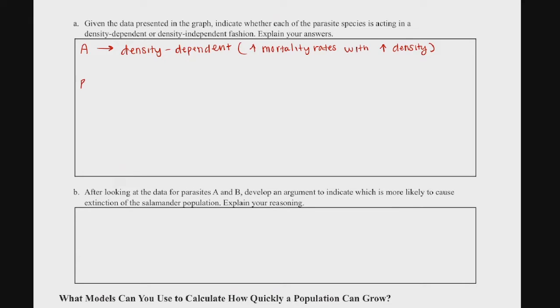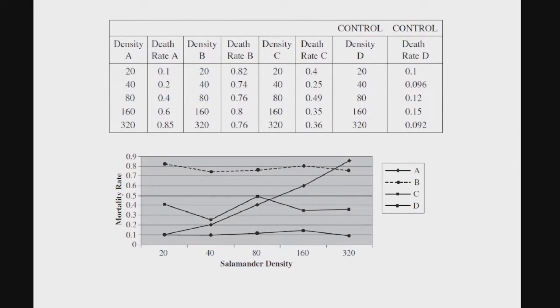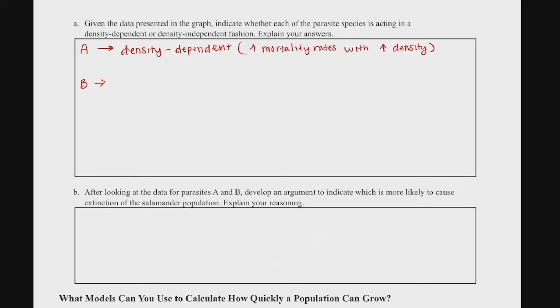So then looking at parasite B, and just going back to our graph real quick. Parasite B is up here, and we can see that it stays relatively constant over the range of density. So we can say that it is density independent because mortality rate stays consistent over varying densities.